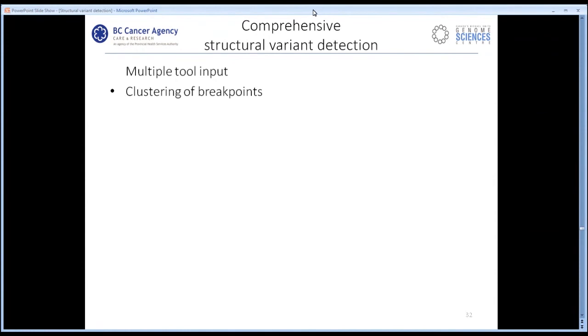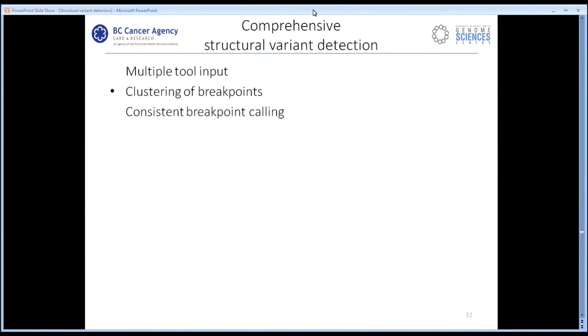a sample. But what we need to do, because we have so many tools as input, is cluster the breakpoints that are called. Sadly, tools do not call the exact same breakpoint, even though they may be calling the same event. And so you need to cluster the breakpoints in order to prevent overcalling of events in your sample.